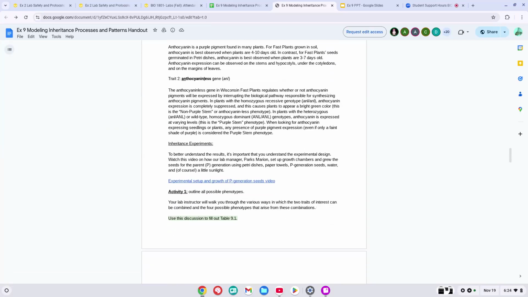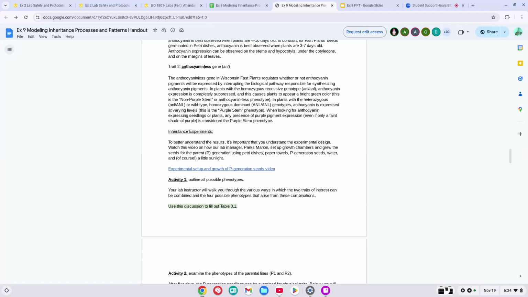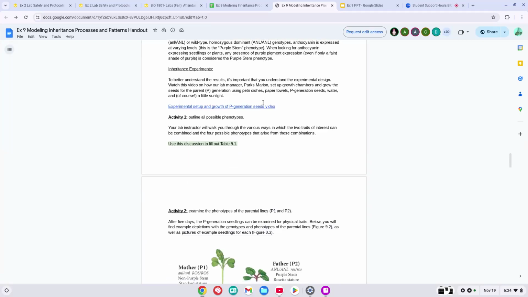And then we're also going to be looking at something called an anthocyanin gene. That's a bit of a mouthful. But basically, whenever they have double recessive inheritance for this characteristic, they don't produce anthocyanin. So it causes these plants to appear bright green, with a non-purple stem, or an anthocyaninless phenotype. Whenever they have anthocyanin, they're going to look purple, which happens with the homozygous dominant genotype or the heterozygous genotype. So we're going to be looking at this as a dihybrid cross.